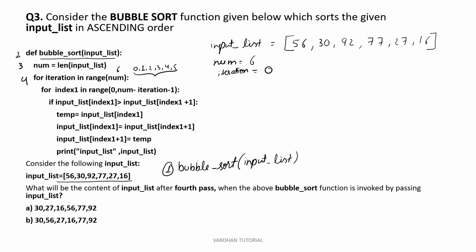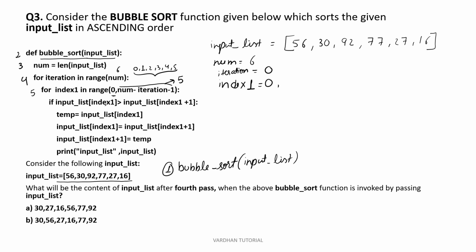0. Now next line, fifth line, index 1. Index 1 value will be equal to range 0 comma num minus iteration minus 1. It means 0 comma, actually this value is 0 and this num minus iteration minus 1 will be equal to num value 6, 6 minus 0 minus 1. So it is actually 0 to 5. So index value is 0.